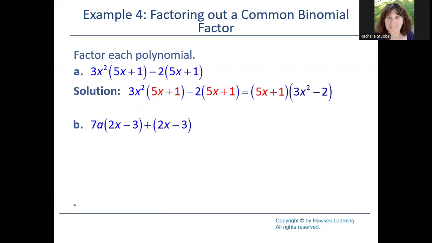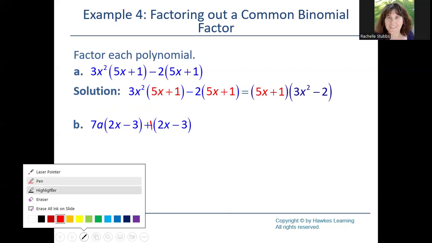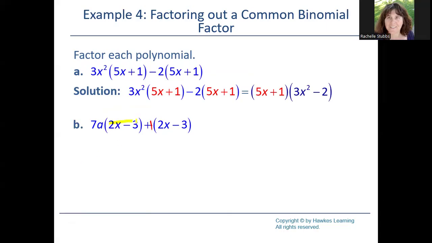Okay, what do you see as a common factor here? And I'm going to just hint to you that there is actually a 1 times this, isn't there? So there is a factor of 7a and 2x minus 3, and 1 and 2x minus 3. What one is common for them both? It would be this one, right? That's the one that's common for them both.